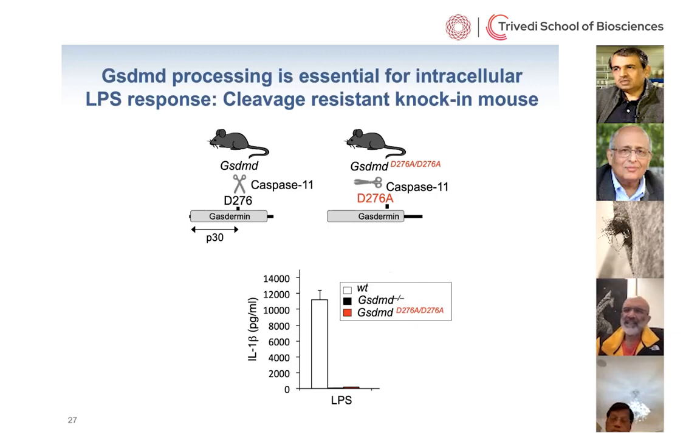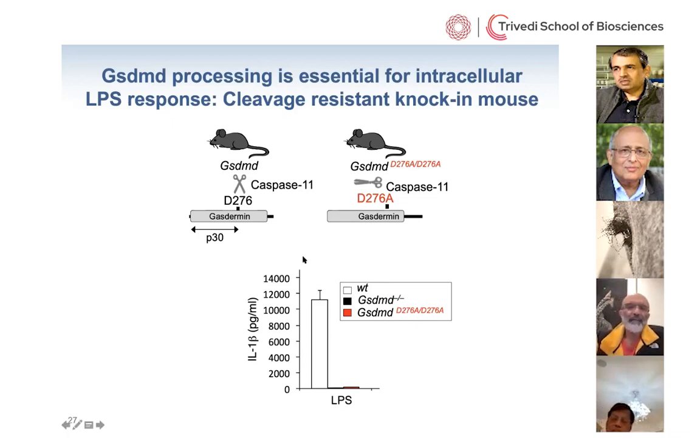But is this cleavage important? To address that, we made a knock-in mouse where we mutated this aspartate 276 to an alanine. So now Gasdermin D cannot be cleaved by caspase 11. And the results were very dramatic.